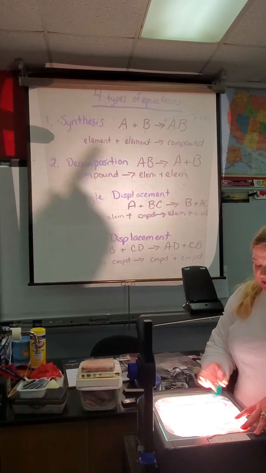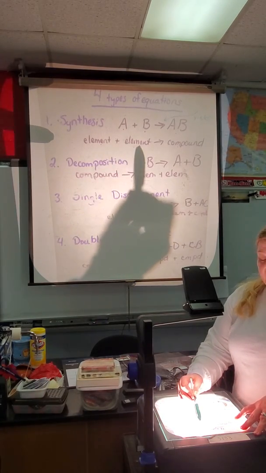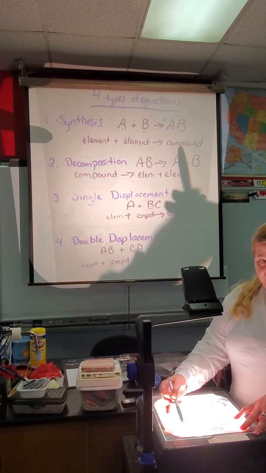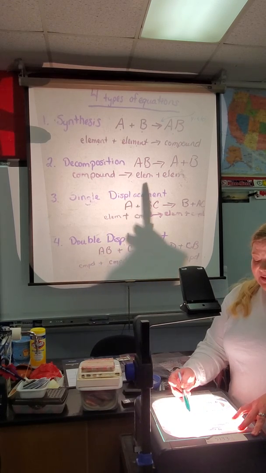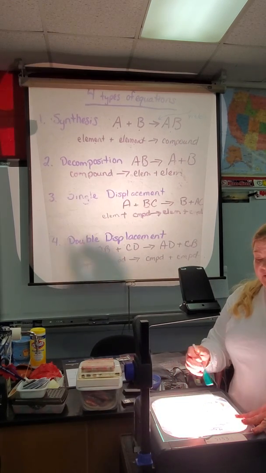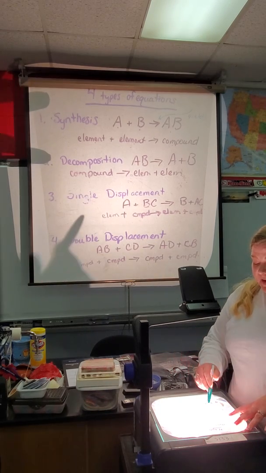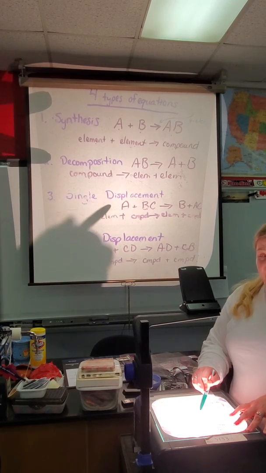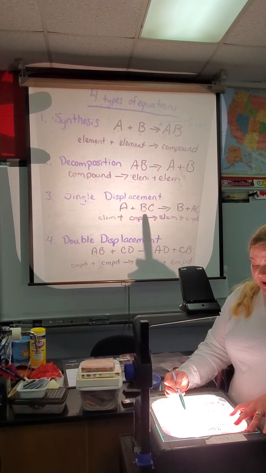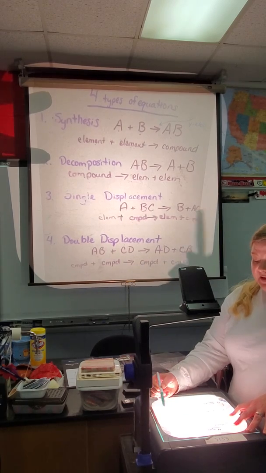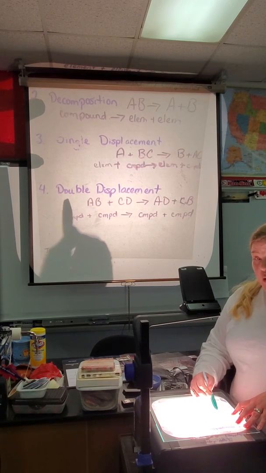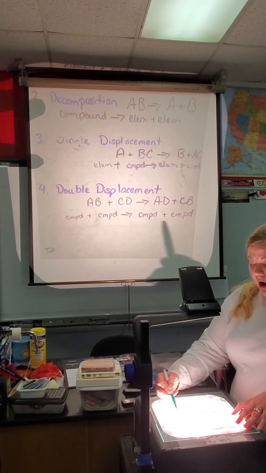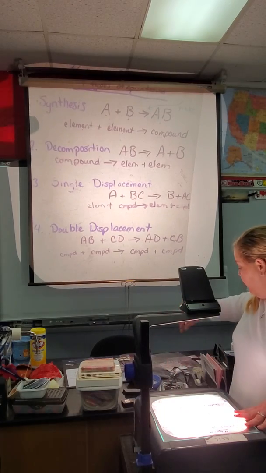With a synthesis, you have 2 elements come together to form a compound. Decomposition, a compound breaks down into 2 elements. So think of something that is decomposing. A single displacement, you might also find the word written as replacement, is where you have an element and a compound and then they swap partners, yields an element and a compound. The double displacement or replacement are all compounds and they swap partners.